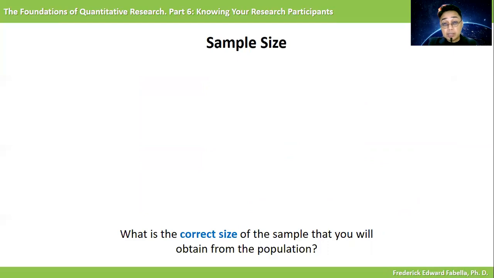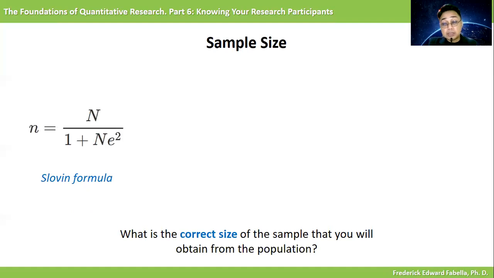But we need to also consider the sample size. What is the correct size of the sample that you will obtain from the population? To obtain the correct size, you need what is called the Slovin formula. And what is the Slovin formula? Let's look at it. There you have the Slovin formula.